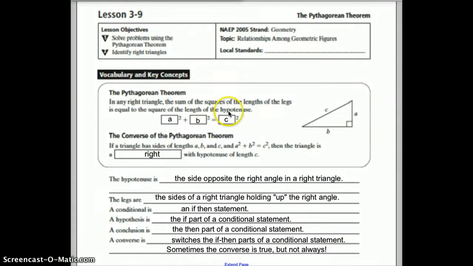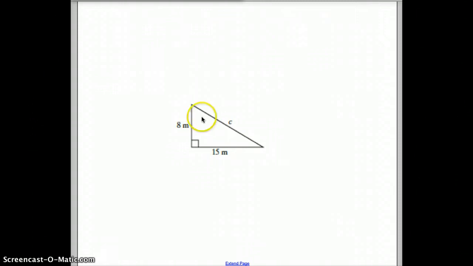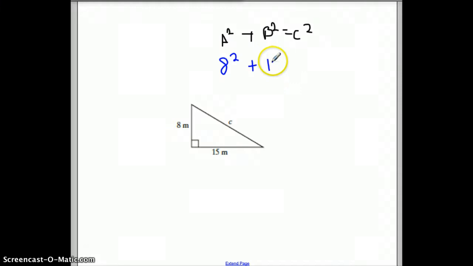All right, let's look at some examples. Here we have a triangle with a leg of 8 and a leg of 15. So if we use a squared plus b squared equals c squared, we can, because we know it's a right triangle. So let's plug in the 8 for a and 15 for b. Now, does it really matter if we put 8 for a? No, it doesn't, as long as we put them in for the legs. Okay?